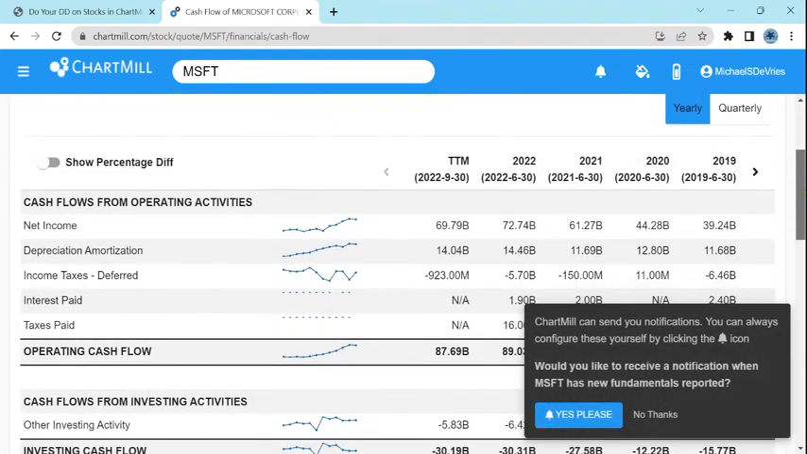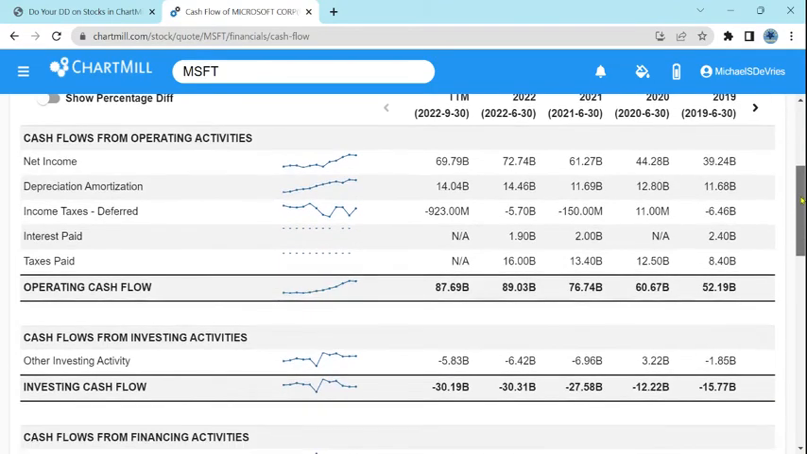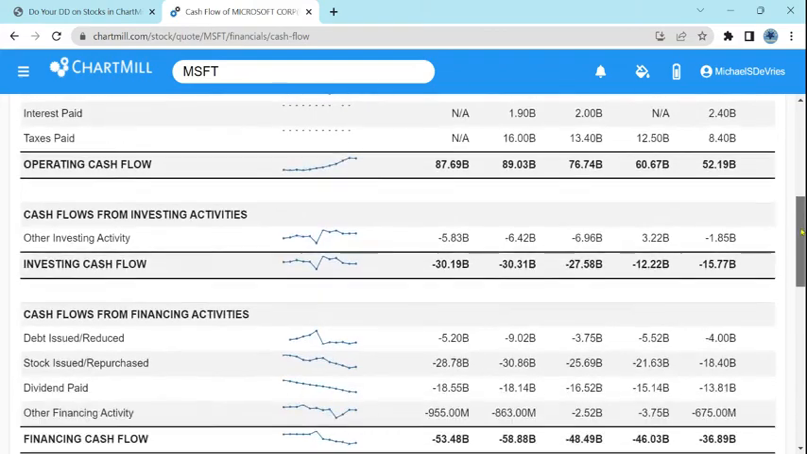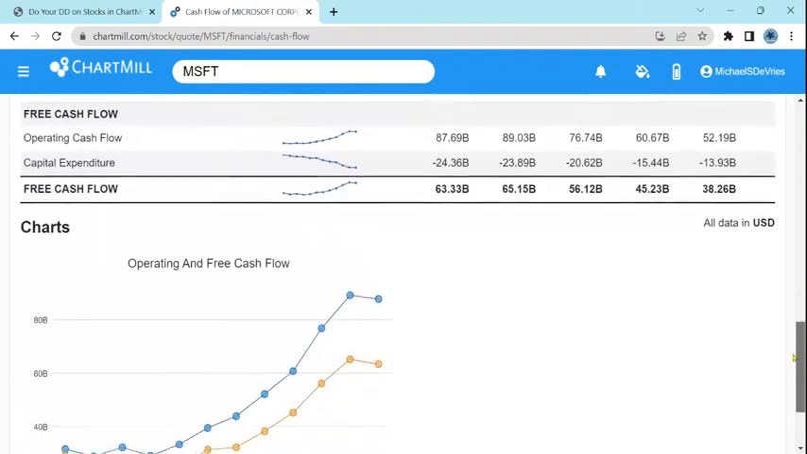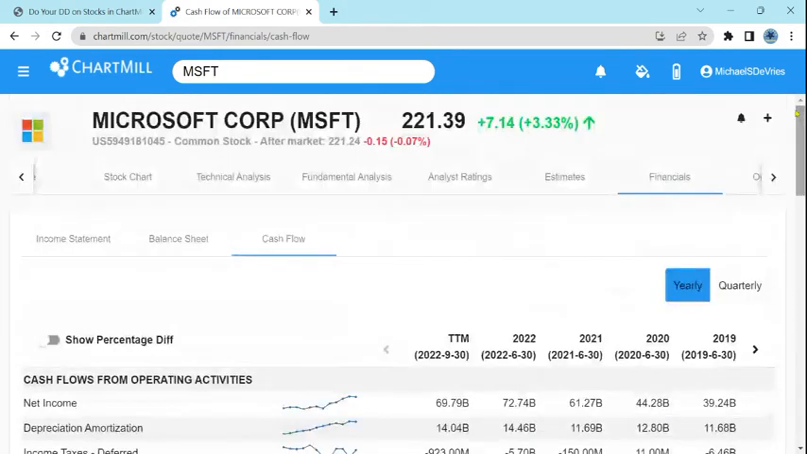We can see their cash flow. Again, very important. Is it improving? Is it deteriorating? What's the trend? Is it a positive trend, negative trend, etc.? And then we see operating and free cash flow. So again, very important, their free cash flow. Are they generating cash? Is that free cash flow improving, or is it deteriorating over time? And is it coming from operations or other sources? So again, very quick and easy to do your due diligence on the financials for any stock in ChartMill on the Financials tab. So we hope that all helps.